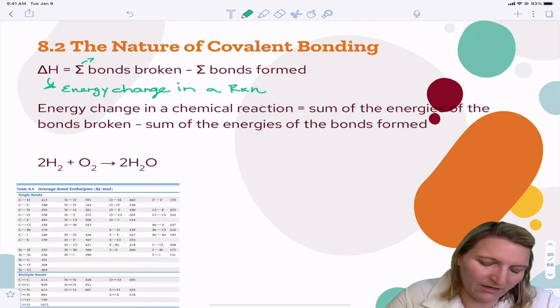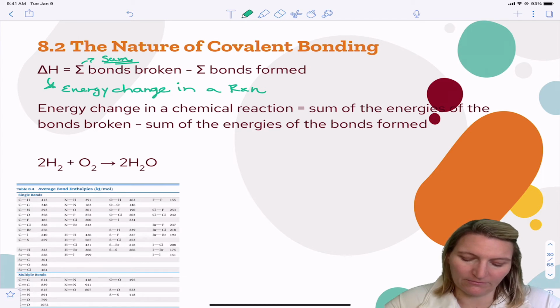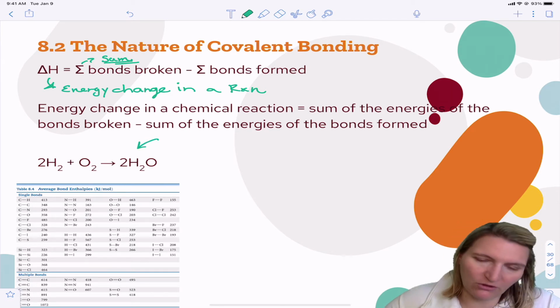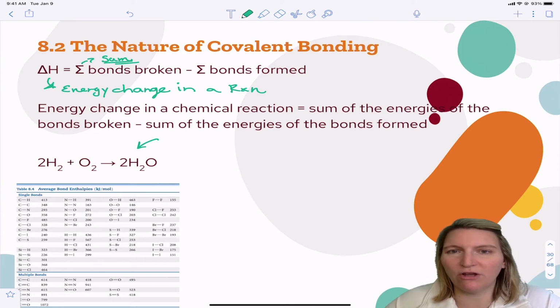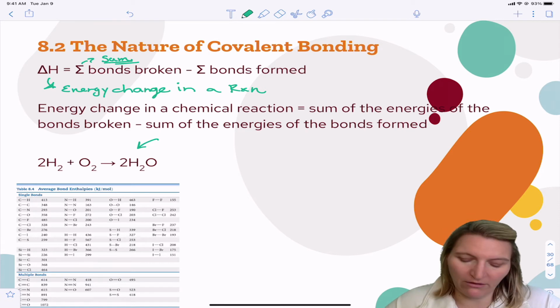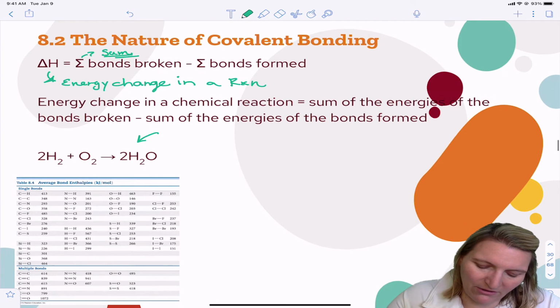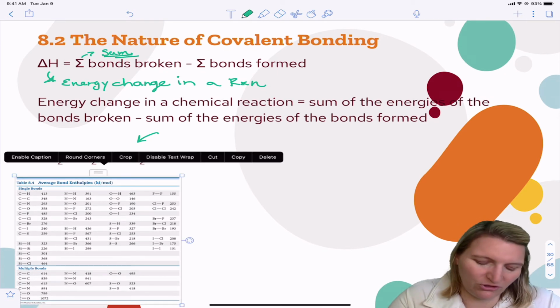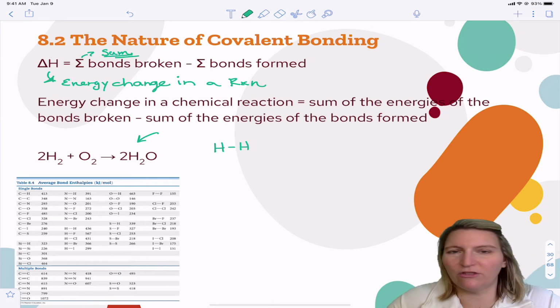And this symbol right here, the Greek letter sigma, means sum. So the sum of the bonds broken, which would be in the reactants, minus the sum of the bonds formed. And this is the chemical reaction we're going to use. So the first thing that we're going to need to do is actually write Lewis dot structures for these molecules. So hydrogen and hydrogen, of course, if I'm writing the Lewis dot structure for H2, there's just 2 electrons, so it's just 1 bond.